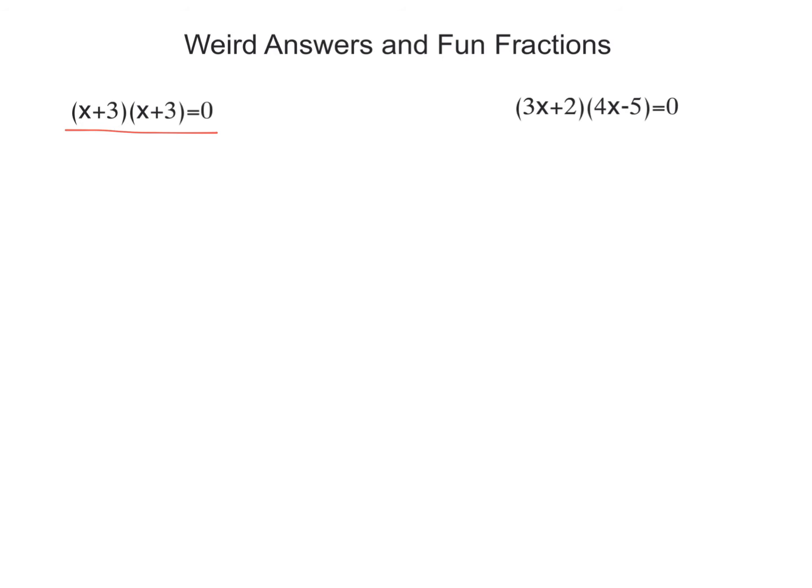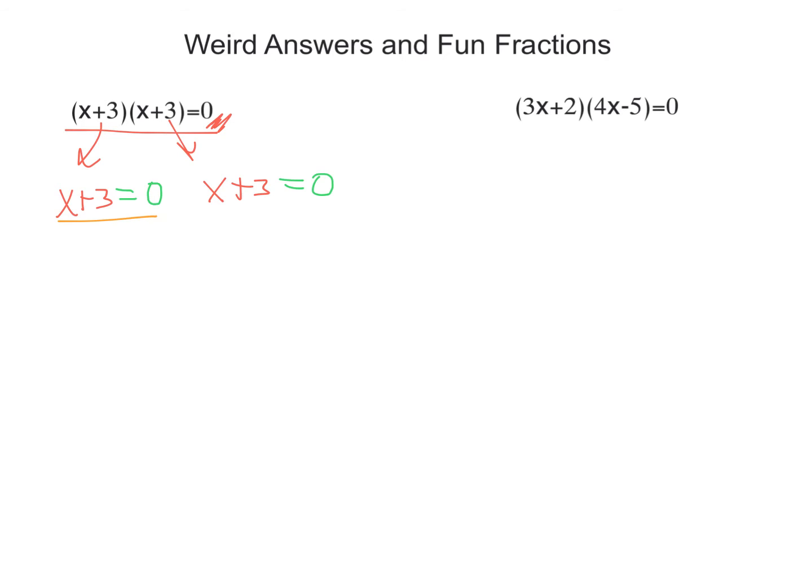Okay? x plus 3 times x plus 3 equals 0. All right, seems simple enough. But let's follow our steps. First things first, does one side of this thing equal 0? Yes. All right. So now let's pull the pieces apart. x plus 3, x plus 3 again. Okay. Now again, like we've been doing, we're going to set these things equal to 0. Now from here, we're going to solve the equations.